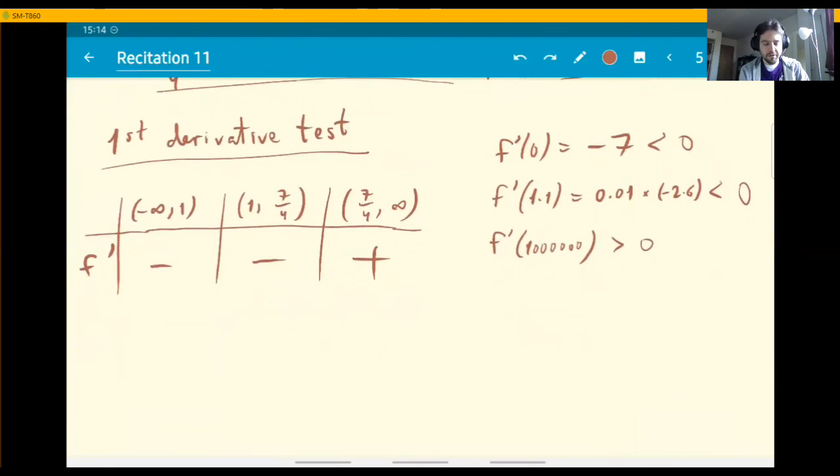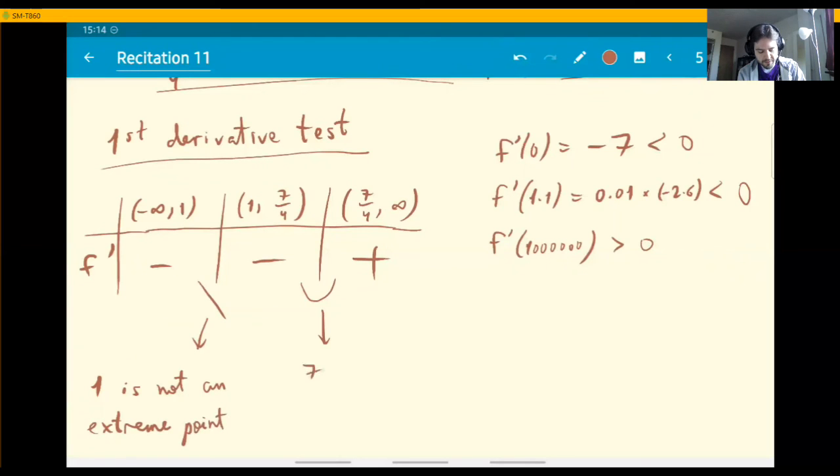Okay, so now based on this, you can try to sketch more or less what the graph looks like. Maybe like this and like this. Around these points, notice decreasing, decreasing, decreasing, increasing. So from here, you can tell 1 is not an extreme point, but 7/4 is a local minimum point.